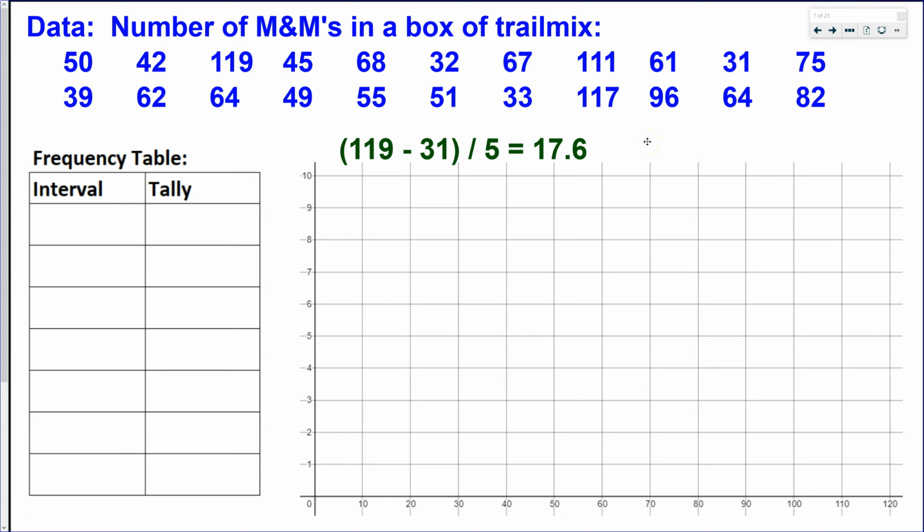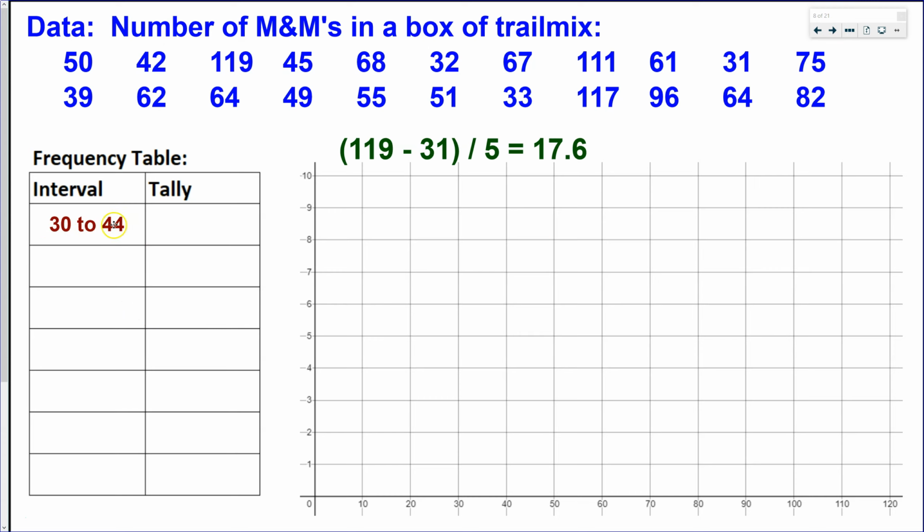Now that's not a nice number to count by. Even if I rounded it down to 17, that's not a nice number to count by. So I'm actually going to round this all the way down to 15. But if I count by 15s, I also don't want to start at 31, my minimum value. Let's just start at 30 and count up by 15s. So I'm going to write in my first interval as 30 to 44. And you might notice that if you did subtraction there, it's not 15.